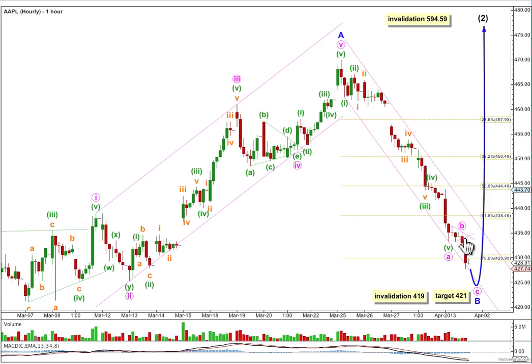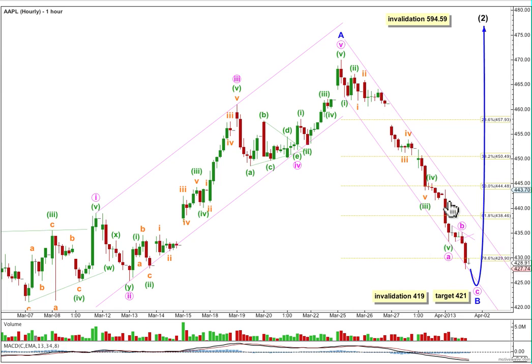This B wave is very brief and very shallow. Sometimes B waves do that, and this may be the final C wave beginning to the downside. At 421, minute wave C would reach 0.382 the length of minute wave A. I've drawn a best fit parallel channel around this downwards movement.